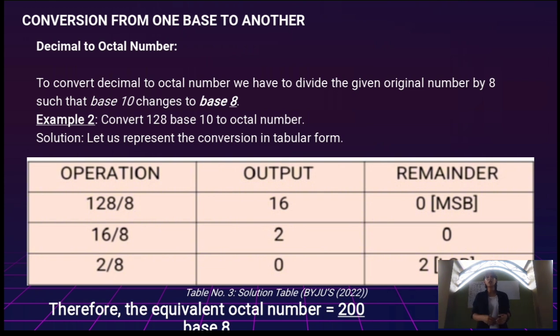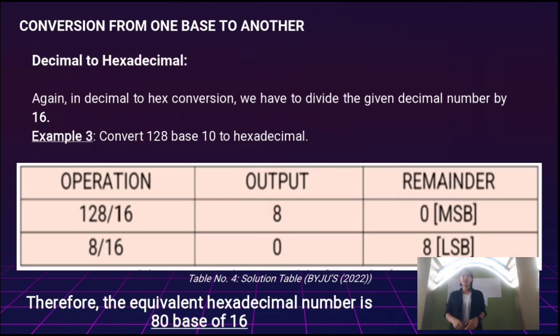So therefore, the equivalent octal number is, of course, we need to start with the least significant bit up to the most significant bit, which is 2, 0, 0 with the base of 8. So that's how we convert decimal to octal number. Okay, let's proceed to decimal to hexadecimal.